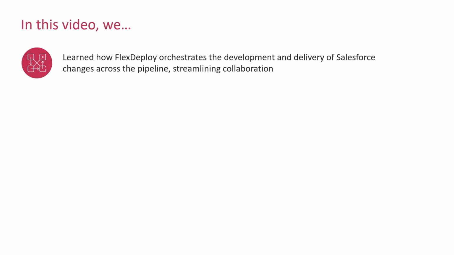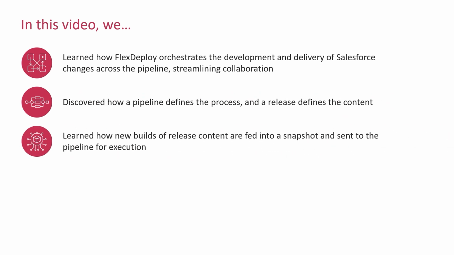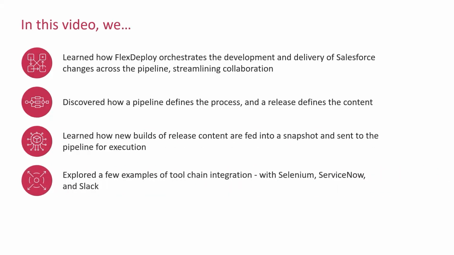In this video, we've learned how FlexDeploy orchestrates the development and delivery of Salesforce changes across the pipeline, streamlining collaboration, which is traditionally managed through spreadsheets and email. We discovered how a pipeline defines the process and a release defines the content. We learned how new builds of release content are fed into a snapshot and sent to the pipeline for execution. We also explored a few examples of toolchain integration with Selenium, ServiceNow, and Slack.